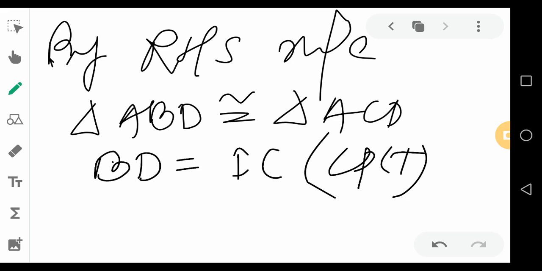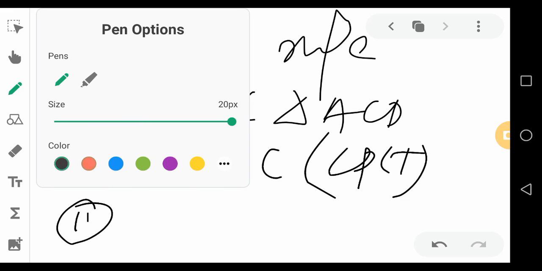So AD bisects angle A. This one also we can prove by using CPCT. So this one is homework for you. Very easy part.